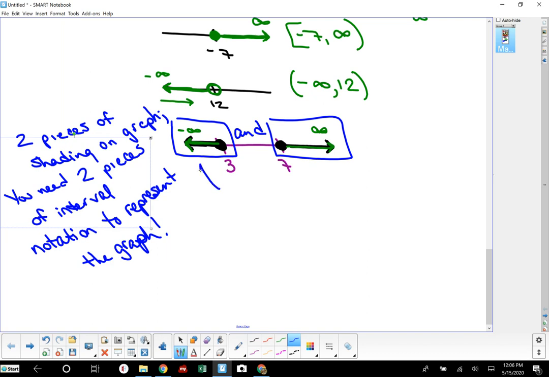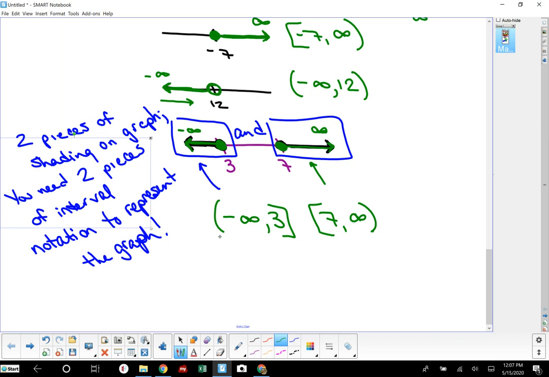We're going to do a piece of interval notation for this side, which is, we're going to go from negative infinity up to 3, negative infinity up to 3. Infinity and negative infinity always get a parenthesis. The 3 has a closed dot, so it's going to get a bracket. Now let's do this part. We're going to go from 7 to infinity. The 7 has a closed dot, so it will get a bracket. Infinity always gets a parenthesis.